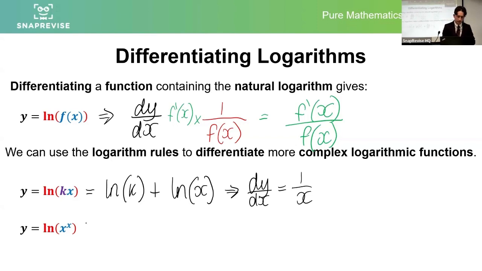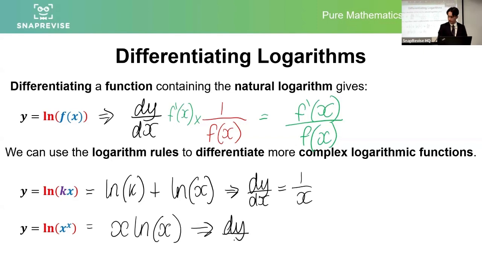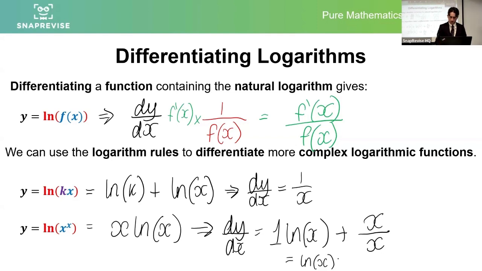This one's a little bit strange. So we could write this actually as a product from log rules. And then if we differentiated it, we would get 1 times ln x plus the other way round, x times 1 over x. And so the answer to this one is actually ln x plus 1. Okay. So these were some good questions to go through.